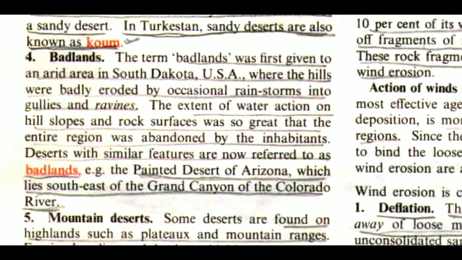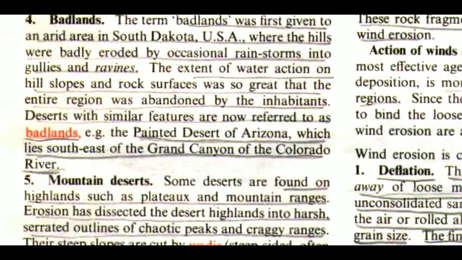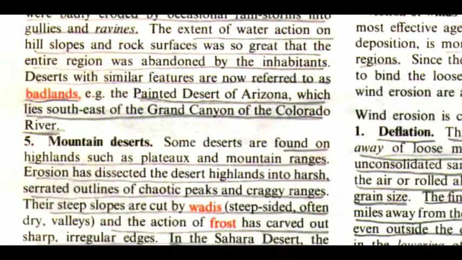The fourth one is Badlands. The term Badlands was first given to an arid area in South Dakota, USA, where the hills were badly eroded by occasional rainstorms into gullies and ravines. The extent of water action on hill slopes and rock surfaces was so great that the entire region was abandoned by the inhabitants. Deserts with similar features are now referred to as badlands. Example, the Painted Desert of Arizona, which lies southeast of the Grand Canyon of the Colorado River.